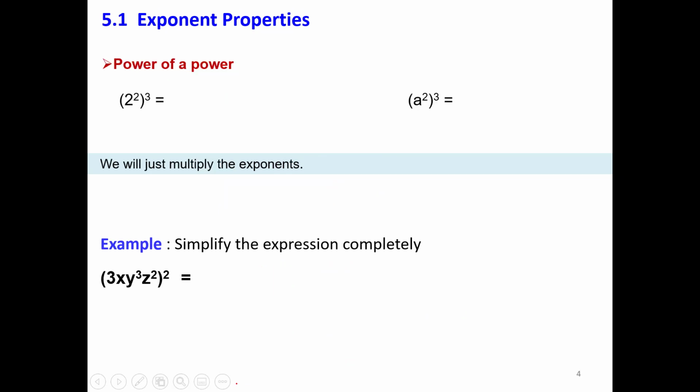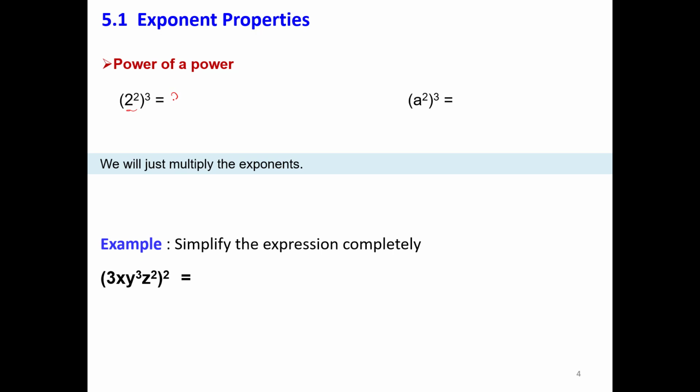Let's move to the next. The next property is power of a power. If we had the power of a power, what we will do first is apply the concept of exponent. Then we had 2 to the second to the third power. We know in this case this is the base, 2 to the second. How many times we need to multiply 2 to the second? 3 times, because this is the exponent.